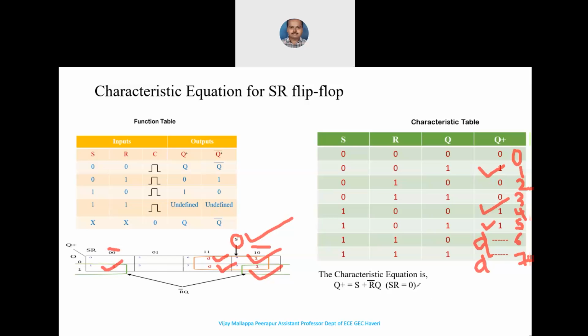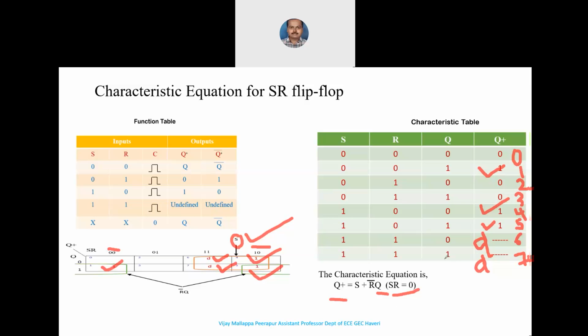So what is the characteristic equation for the SR flip-flop? The next state is equal to S or R bar into Q, and we said SR is equal to 0. It means that this condition says we cannot have S and R as logic 1 at the same time, or simultaneously, right?